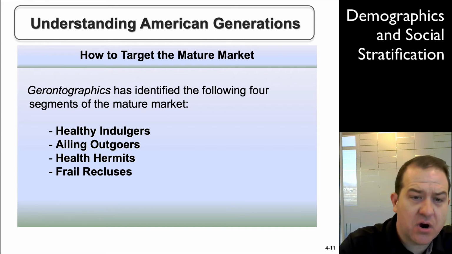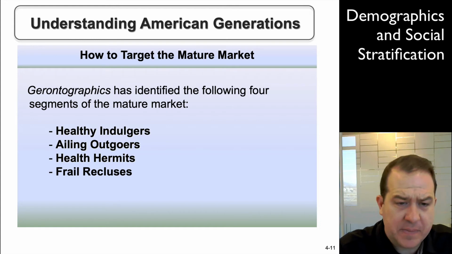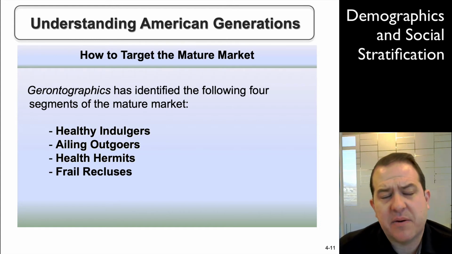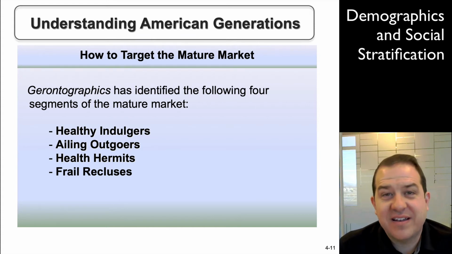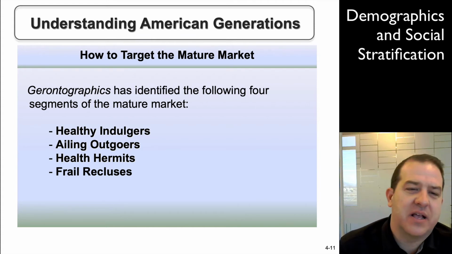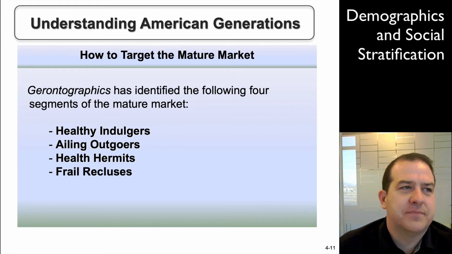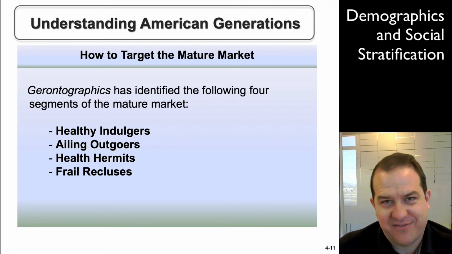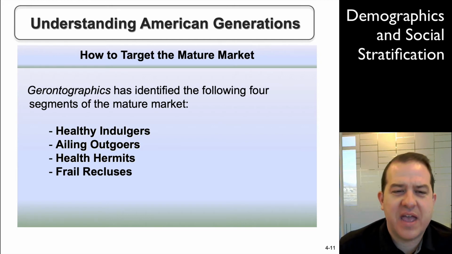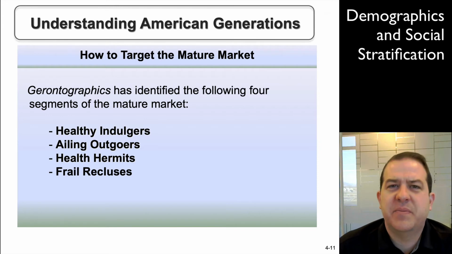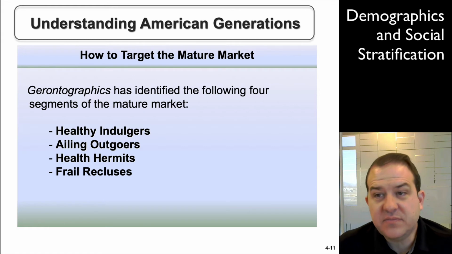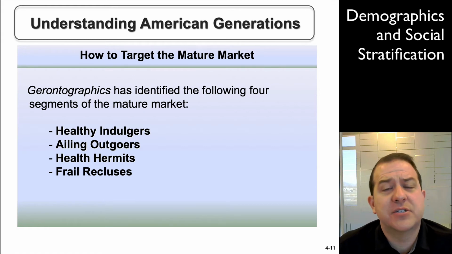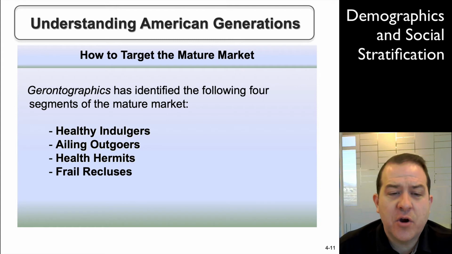Those 4 segments are the healthy indulgers, the ailing outgoers, the health hermits, and the frail recluses. There is a group of people that want to be the older couple with a vet going on a Caribbean cruise, finally living the life they've waited to have. Then we have the ailing outgoers. These are the ones that are frail and maybe trying to be more healthy. They can't take care of themselves as much, but they're still able to get out there. They're just cautious.